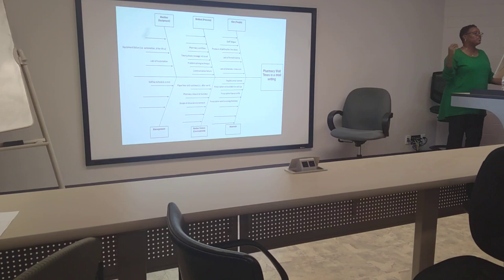Then you have machine or equipment failure. So the equipment failed, there's no automation, drive-through is packed, or there's a lack of automation. Then you have your management. Your supervisor or your manager, they didn't staff accordingly, so there's a staffing issue. And then mother nature. So the peak times, lines are long because people after 5 o'clock come to get their prescription. Pharmacies close on Sundays, so you have a mad rush on Fridays or Saturday or Monday. And then the design of the physical environment, also with this.